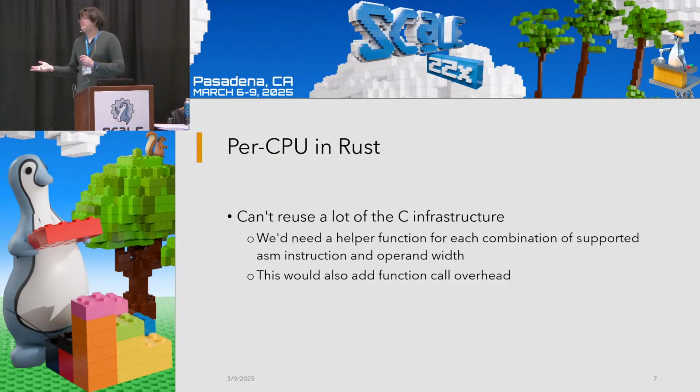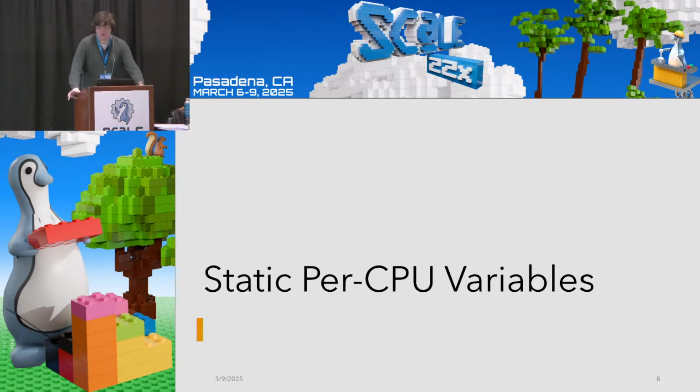So what this means is that we kind of have to do a lot of this ourselves, which is a bit different than what normally happens. A lot of times we can reuse all of this C infrastructure. We can call these functions, use these structures from Rust. But here, there's a little bit of extra work to be done. So I want to start off with discussing statically allocated per CPU variables.